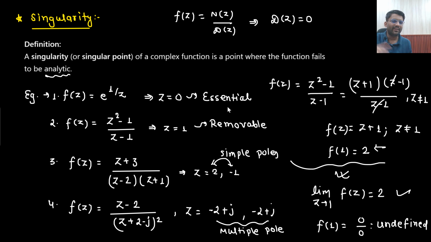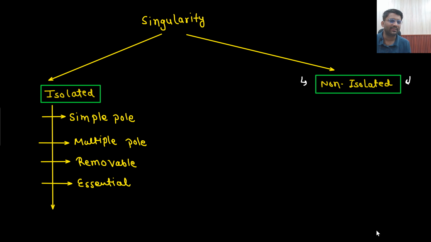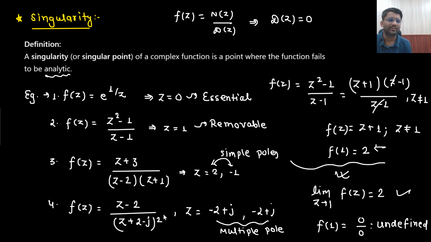So did you understand the difference? You have understood all the types: simple pole, multiple pole, removable and essential. Although we will study them one by one, in one example only you have understood all the points. If you put the denominator equal to 0 and get your singularity, here am I putting the denominator equal to 0? No. This is e to the power 1 by z. It is the numerator and the denominator is 1. So I am not finding the singularity by putting the denominator equal to 0. I am finding the singularity by this point.